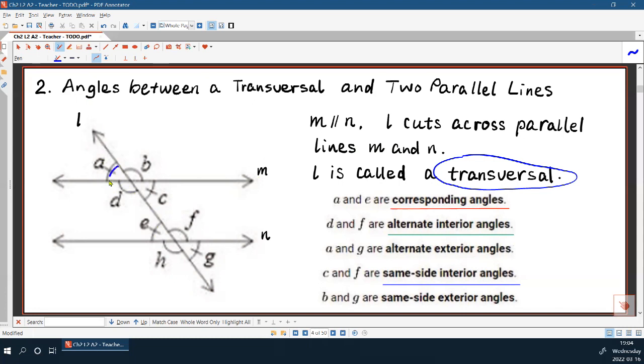Angle A and angle E are called corresponding angles. And angles D and F, let's use a different color here, D is here, F is here, are called alternate interior angles. And angles A and G are called alternate exterior angles. And angles C and F are same side interior angles. B and G are called same side exterior angles.